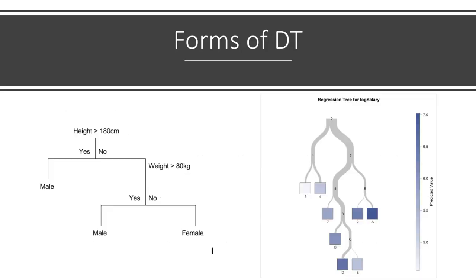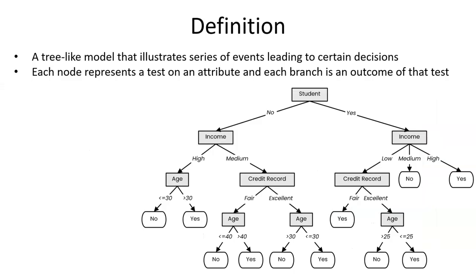Now the forms of the DT, meaning decision trees, you can see here. As I told you, it could be binary or it could be tertiary. Here is the binary one, and you can see how the binary split is being done. Here we can also see the regression tree for the log salary.